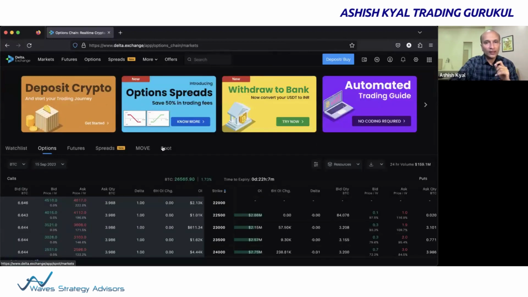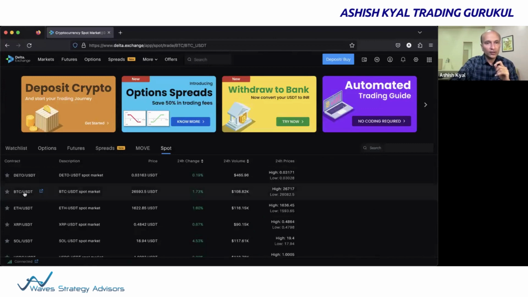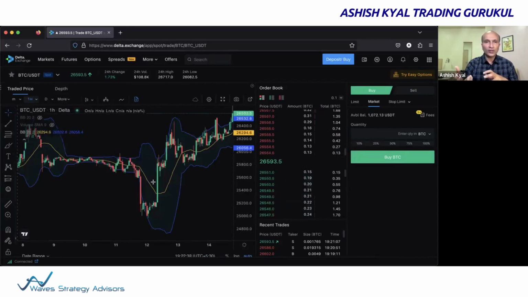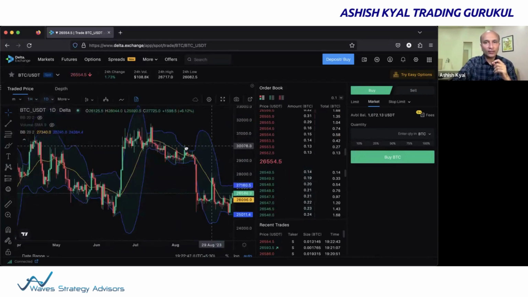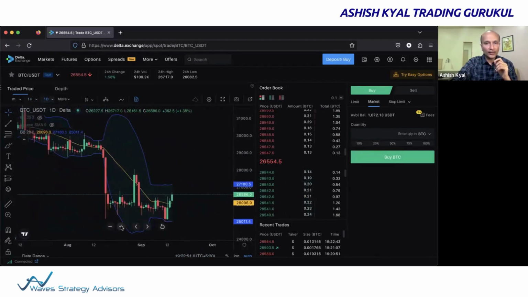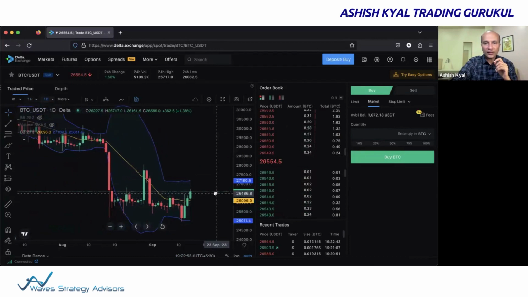If you're looking at the spot market, this is the Bitcoin USDT. USDT is essentially US dollar, but it's a coin. So US dollar का coin है वो. Now which tracks US dollar. And I went to the daily time frame chart, and on the daily time frame chart, I think Bitcoin is bullish.